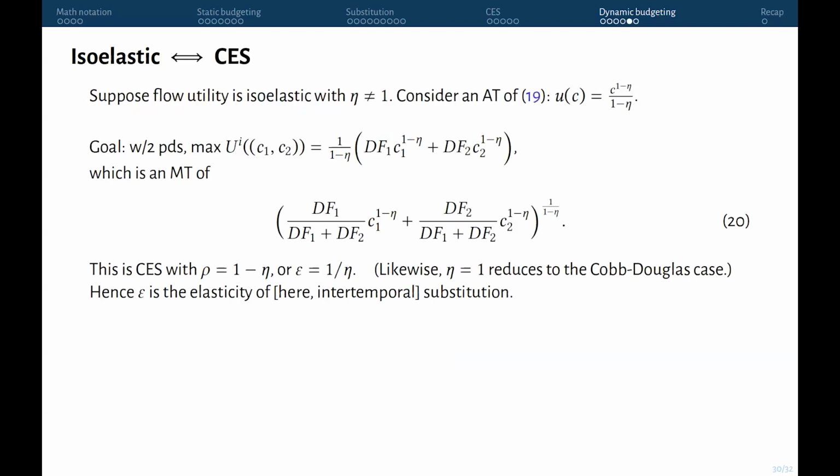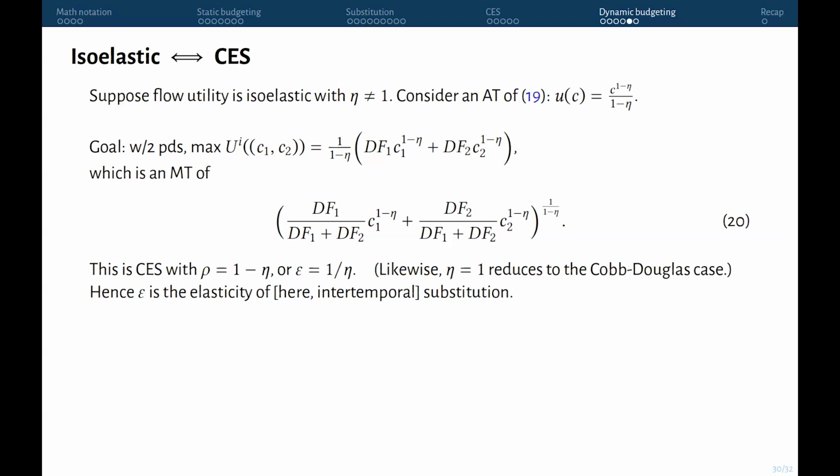So this is just CES, right? Take an affine transformation of that standard form isoelastic utility function. So your goal over 2 periods is to maximize this, right? Your discounted sum of flow utilities, and that's going to be a monotone transformation of that, because you can just divide by the sum of the discount factors.